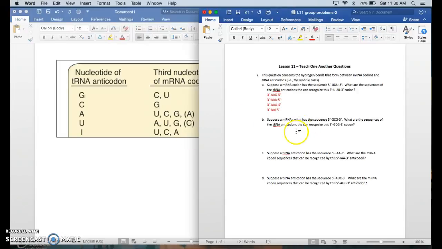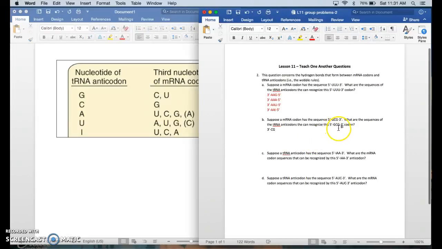So this says, suppose an mRNA codon has a sequence 5' GCG to 3', and what are the sequences of the tRNA anticodons that can recognize this codon? And so again, we would start with our 3' end, because we're writing a tRNA anticodon, it has to match the mRNA. And our first two would follow our rule. So a G would match with the C, and a C would match with the G. So we know those first two won't change, and those are correct.